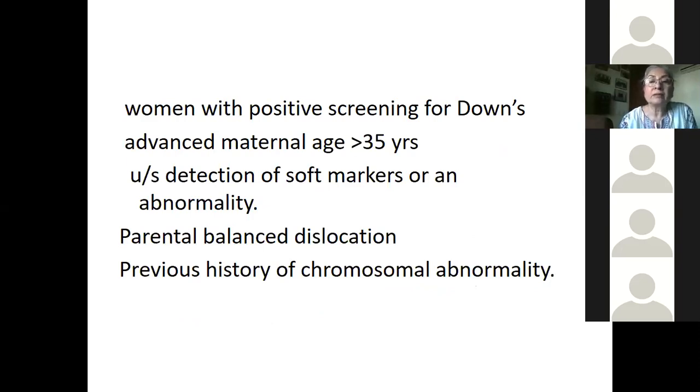If the ultrasound has some soft markers, like echogenic focus in the heart or in the intestine, then we do a test for other chromosomal abnormalities, 18 or 13, or the parents have a balanced translocation of the chromosomes, or they have a previous history of a fetus with chromosomal abnormality. So these are the people who need to be screened.